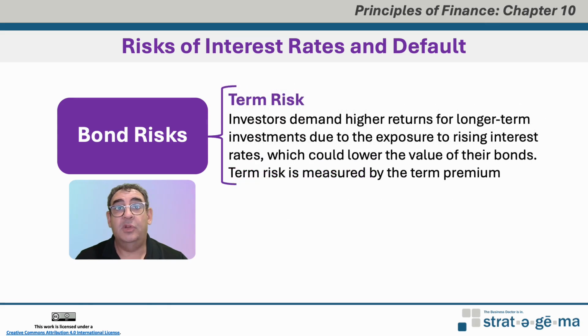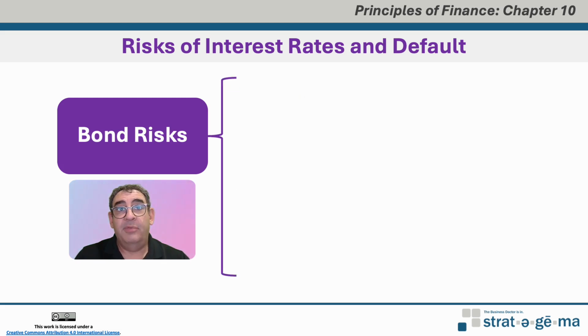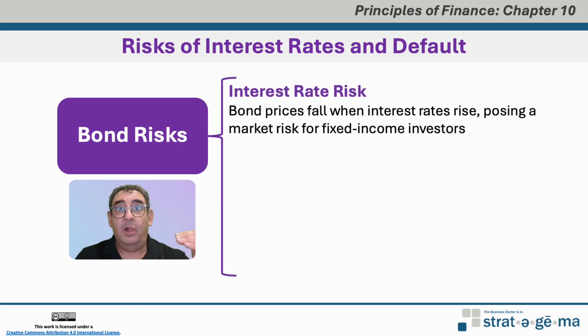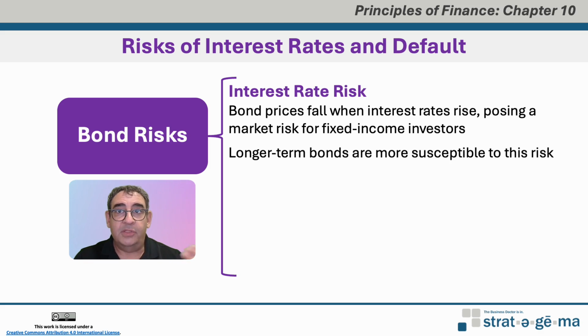The next risk is term risk. This is where investors demand higher returns for longer term investments because of the exposure to rising interest rates, and that could lower the value of the bonds. Term risk is measured by the term premium. Interest rate risk is another one. So bond prices fall when interest rates rise, and so that poses a market risk for fixed income investors, and this reaffirms that longer term bonds are more susceptible to that risk. Time naturally introduces uncertainty, and with uncertainty comes risk, and with risk comes a premium.